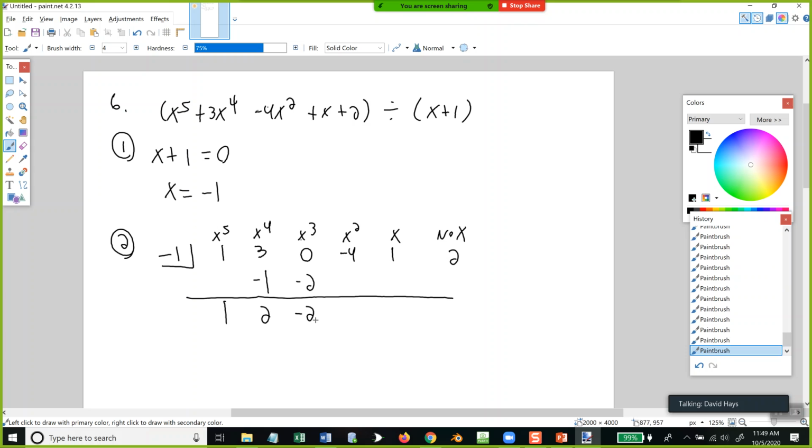Multiply. -1 times -2 is a +2. Add. -4 plus 2 is -2. Multiply. 2 times -2, or wait, look at the 2 here. -1 times -2 is 2. Let's see if I got everything else right. Okay. -2 plus 2 is -2, +2. Okay, 1 plus 2 is 3. Multiply, add.